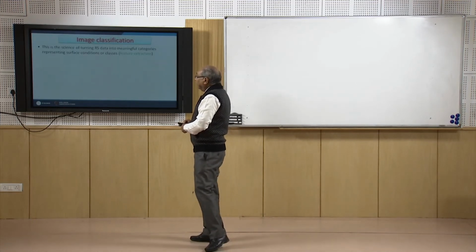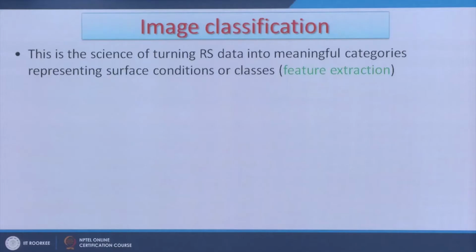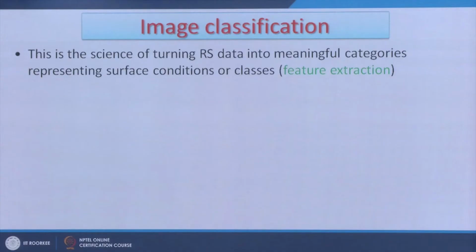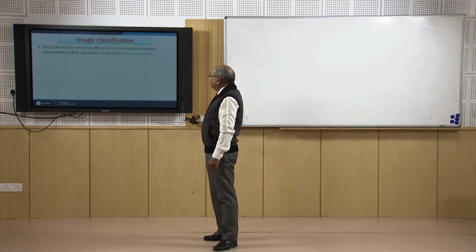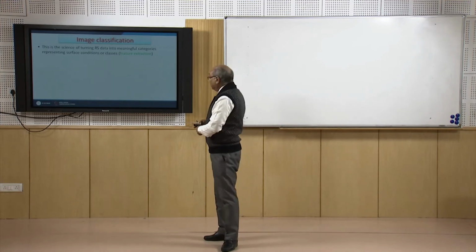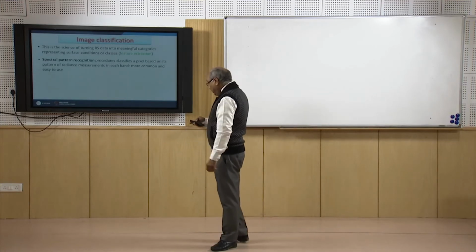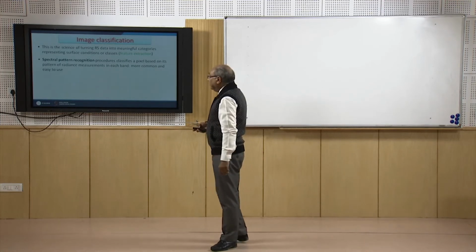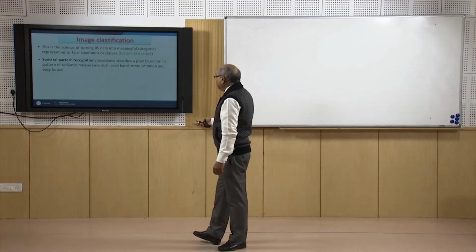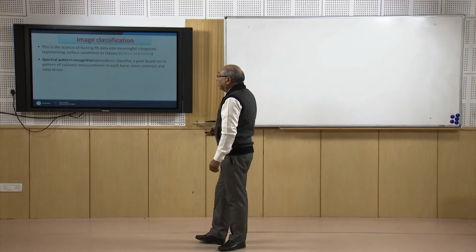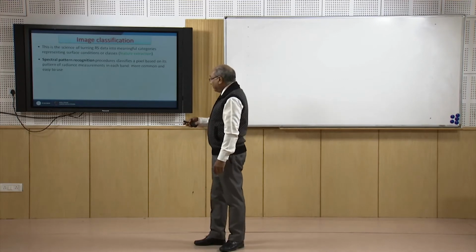If we look at the different types of classification, as I have mentioned, we would like to convert continuous remote sensing data into discrete form, so that we get some meaningful categories representing surface conditions or classes. Some people, instead of image classification, call it feature extraction, and some slightly different terms like pattern recognition are also used. There are three types of these recognitions. First is spectral pattern recognition, where the procedures classify a pixel based on its pattern of radiance measurement in each band. This is more common and easy to use.